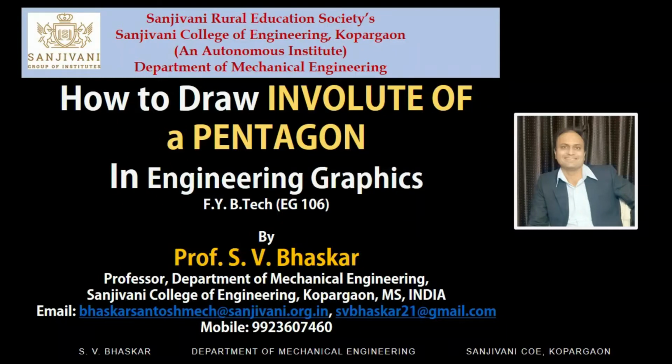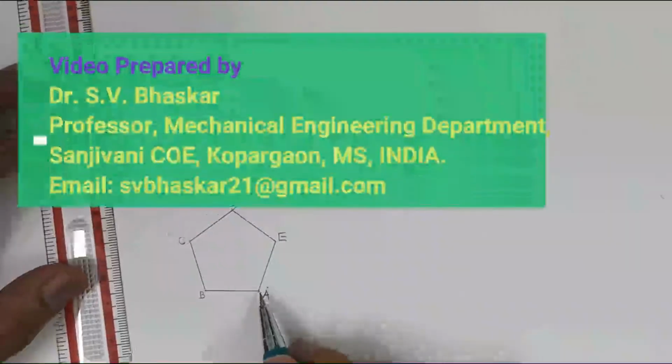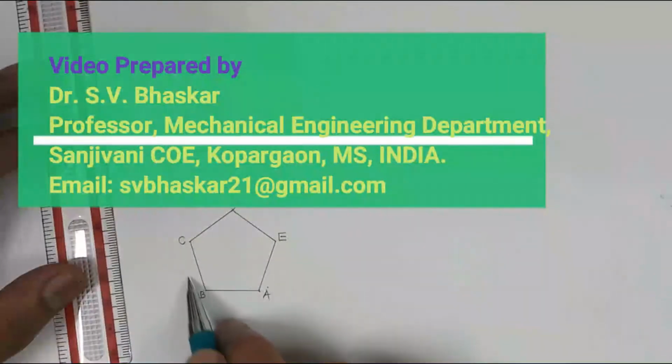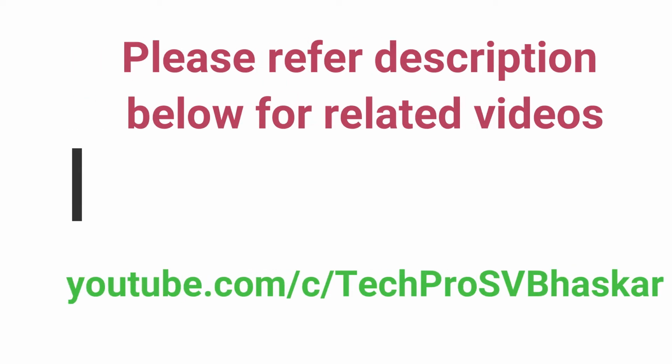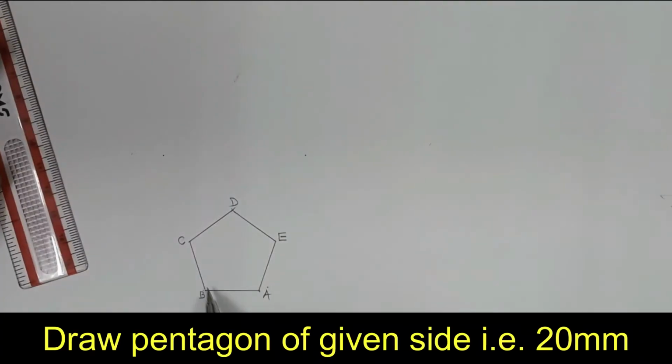In this video, I am going to explain the procedure to draw involute of a pentagon. So the first step is to draw a pentagon of given side. In this case, we are going to draw a pentagon of side 20 mm. You can refer to the procedure of drawing a pentagon in the videos which I have given in the description below. So first, we have to draw a pentagon of given side 20 mm.